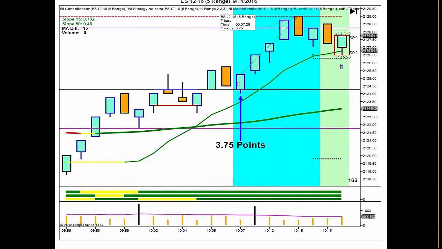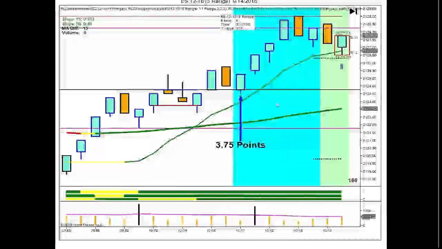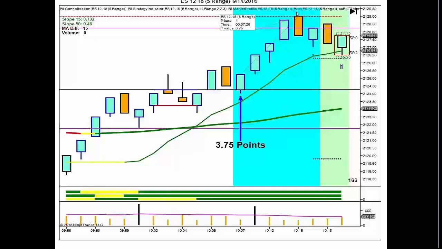Here's a move up, correlative markets, background bias, 3.75 points.